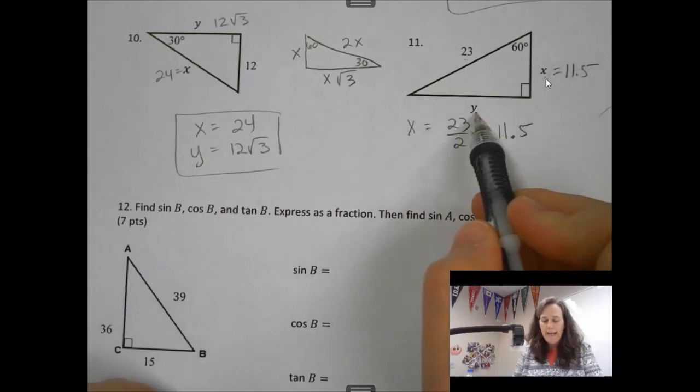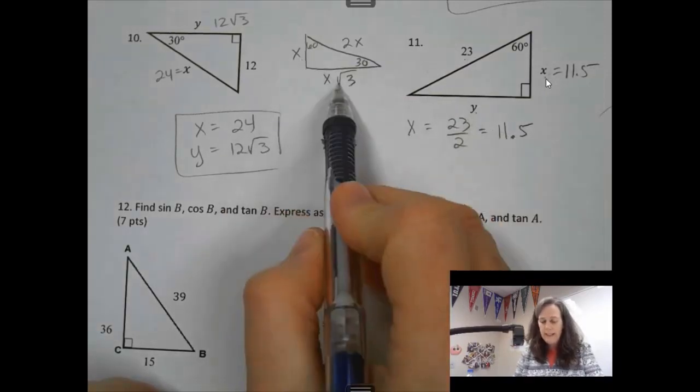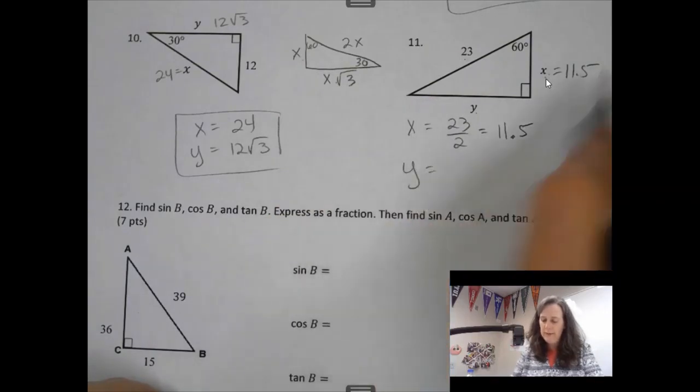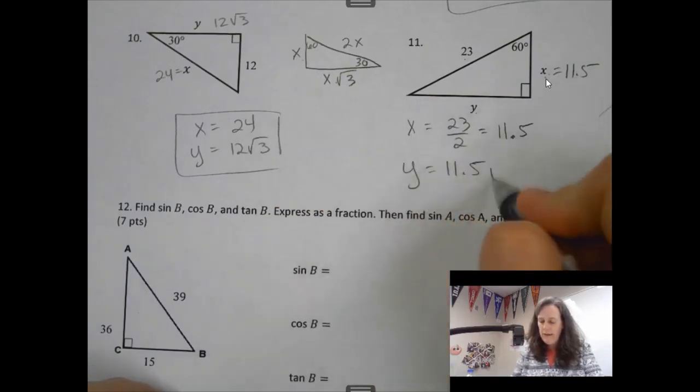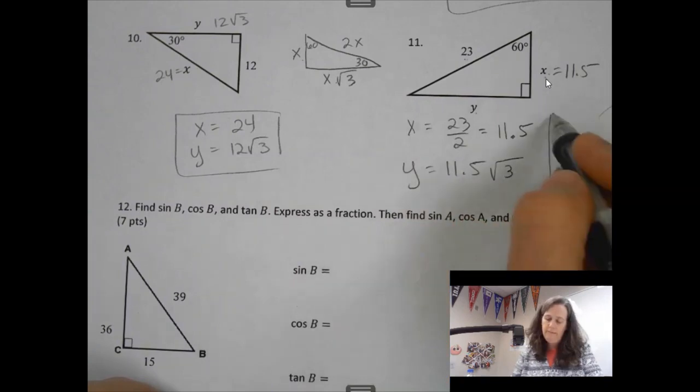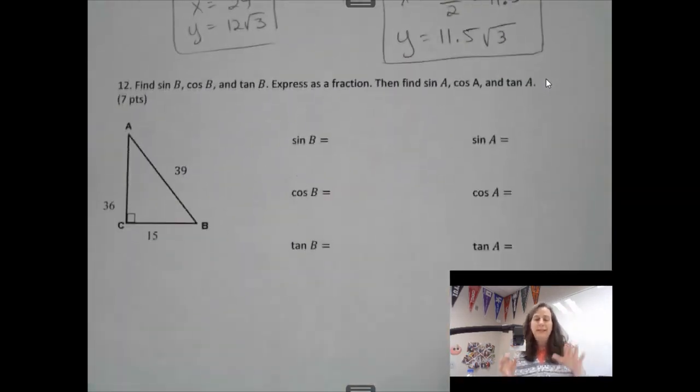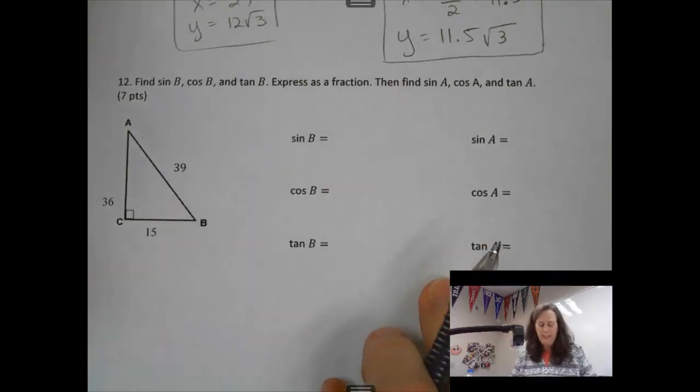And now we got to get to y. So that is the long side where we take x and multiply it by the square root of 3. Y equals 11.5 times the square root of 3. Okay, got it. Let's keep going. This is where we need SOHCAHTOA. Okay, I jumped the gun before, but this is where we actually need it.